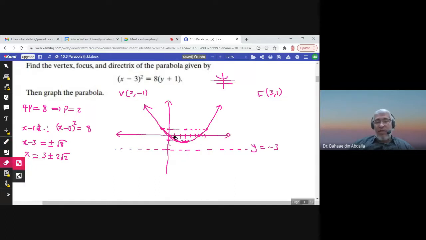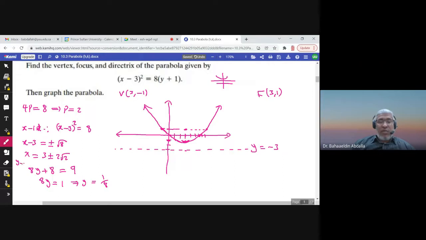Okay, you can find the x-intercepts and the y-intercepts easily. For the y-intercept, you put x equals 0. Then 8y plus 8 equals, putting x as 0, 0 minus 3, negative 3 squared is 9. So 8y equals 9 minus 8, which is 1. So the y-intercept is 1 over 8.